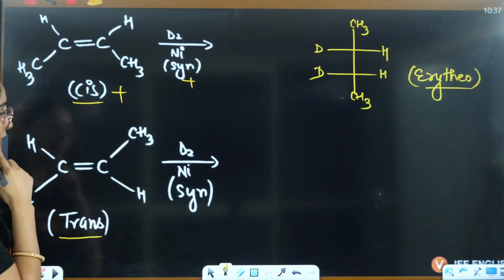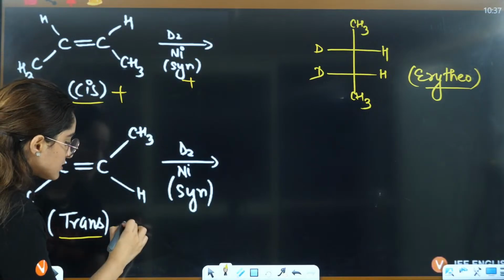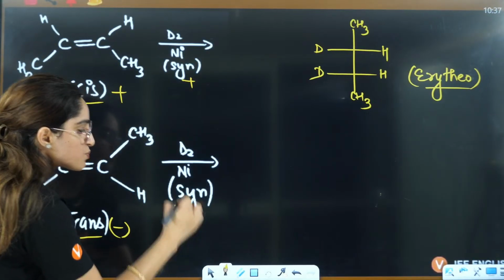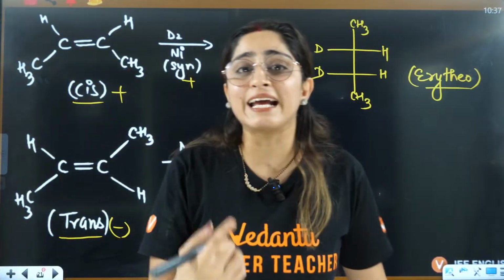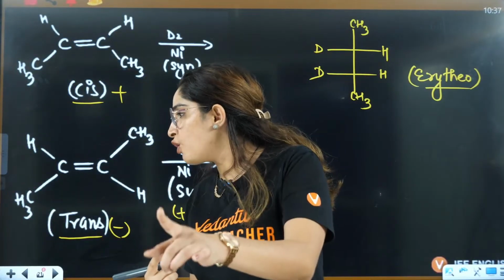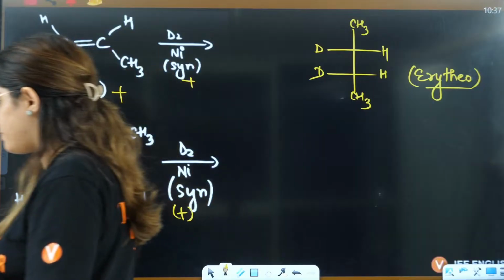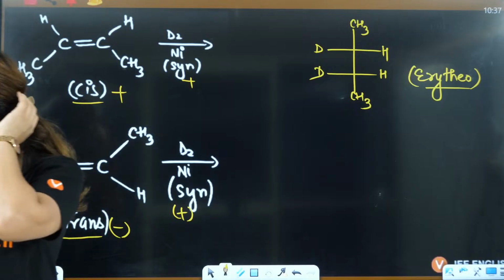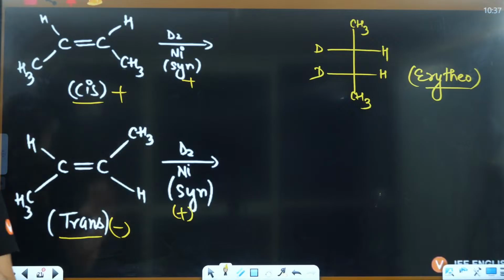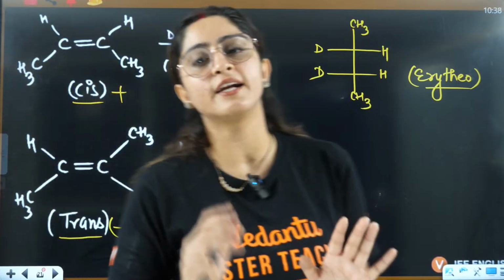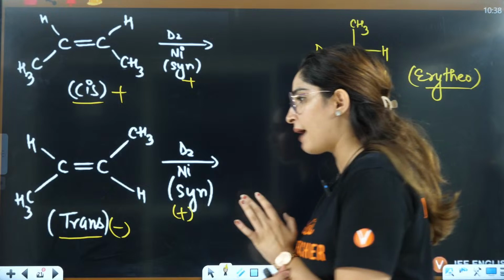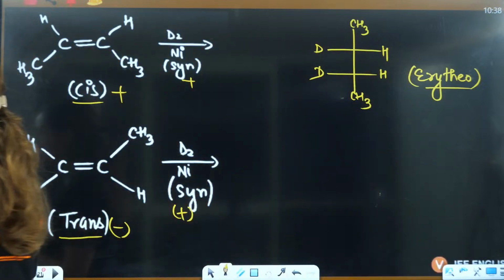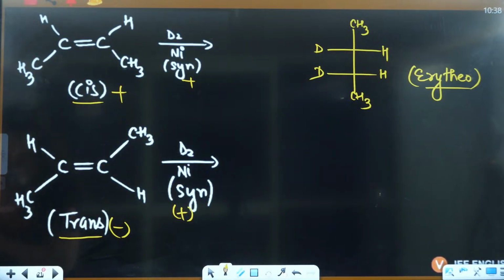Okay, now tell me one thing. You have trans, that is negative, you have syn, that is positive. Positive and negative will form threo or will form erythro? Will form threo. Ma'am, without catalyst is syn addition possible? No. With catalyst, syn addition. I am talking about syn addition on the surface of the catalyst.